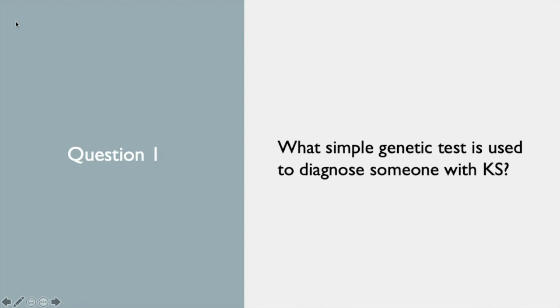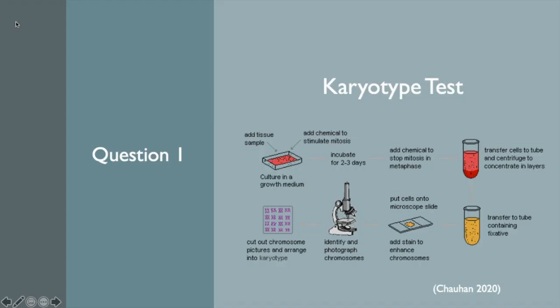This disease is caused by non-disjunction, and the male receives an extra X chromosome, so his genotype would look like XXY. So how do we diagnose somebody with Klinefelter syndrome? We use a karyotype test, and a karyotype is just an individual's collection of chromosomes. So it's literally just a test of your chromosomes.